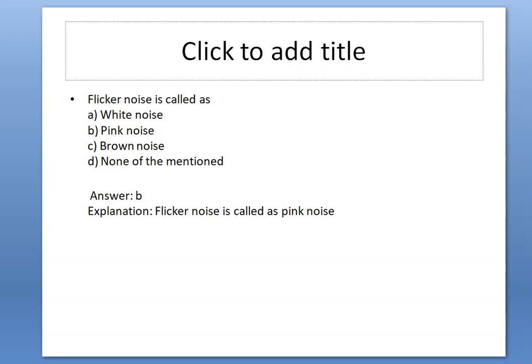And this is one of the questions regarding flicker noise. Flicker noise is also called white noise, pink noise, brown noise, or none of the above. The answer is pink noise. Flicker noise is also called pink noise. These are the different types of noises forming in the different blocks in the communication. Just for revision purposes, we discussed these 5 bits. In the next session, we are going to discuss 10 to 15 multiple choice questions based upon the topic. Thank you.